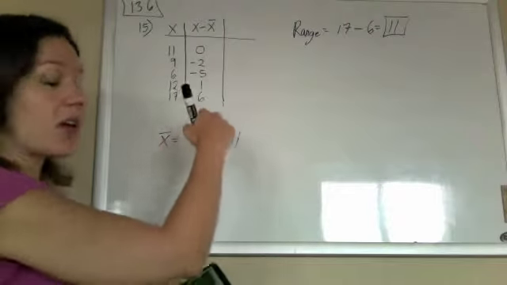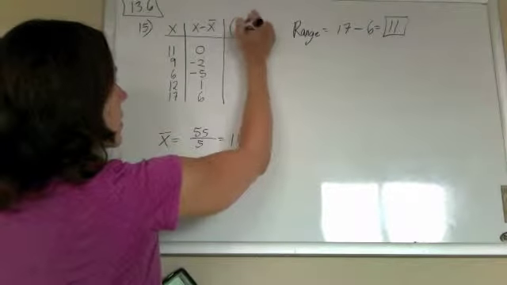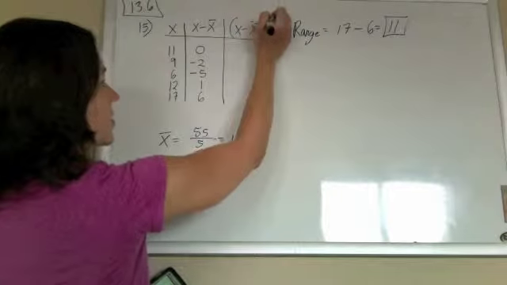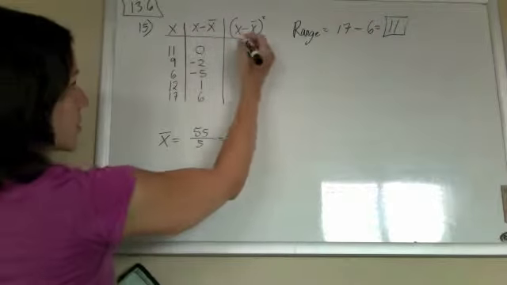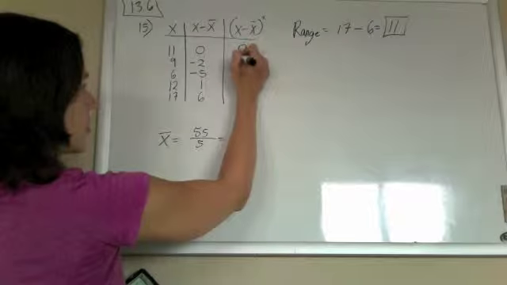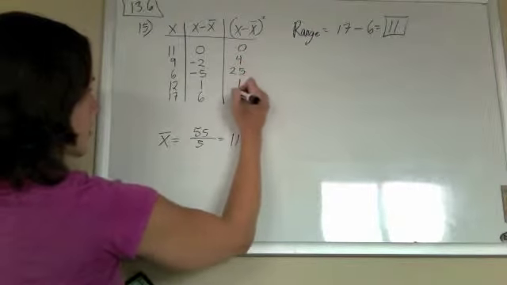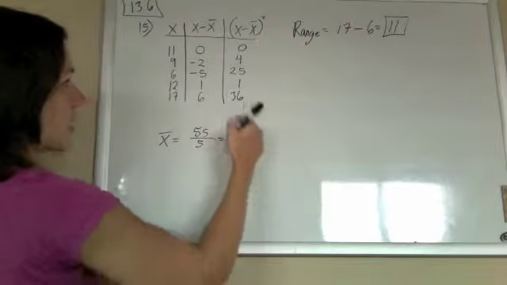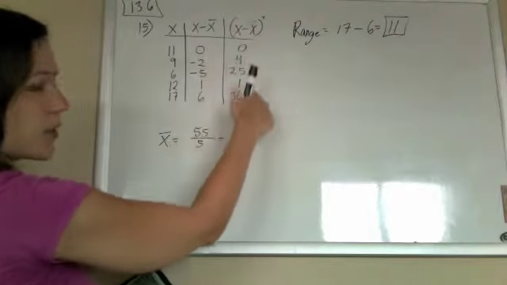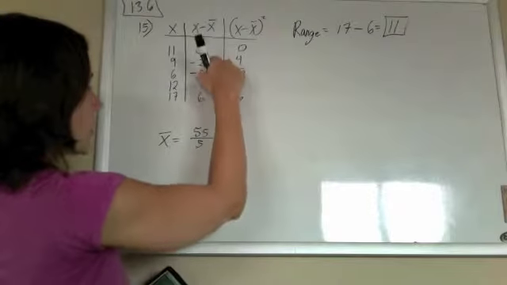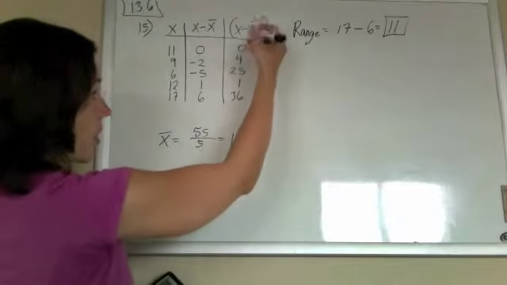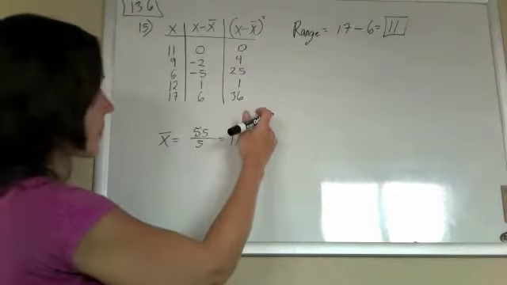Then you're going to take all of these numbers, which you just got, and square them. So 0 squared is 0, 2 squared is 4, negative 5 squared is 25, 1 squared is 1, 6 squared is 36. No matter what, all these numbers are going to end up positive, so it doesn't matter if you messed up negatives or positives here. You're going to square them, it's all going to end up nice and positive.